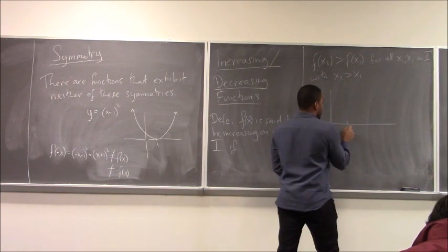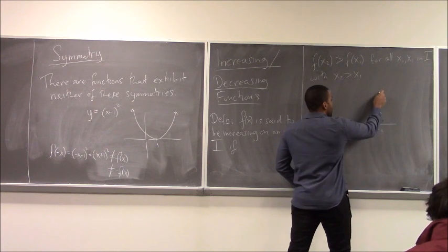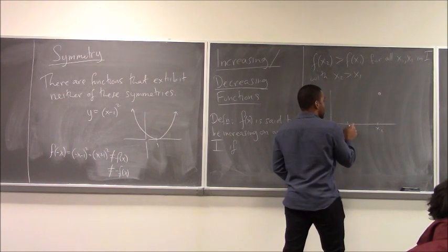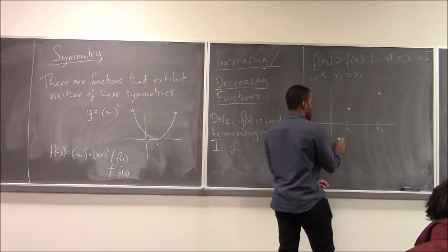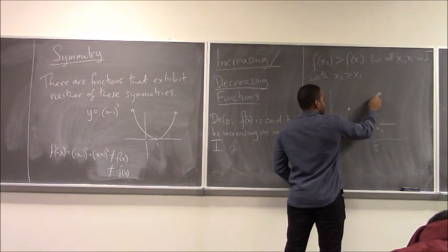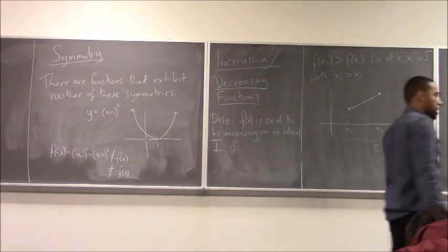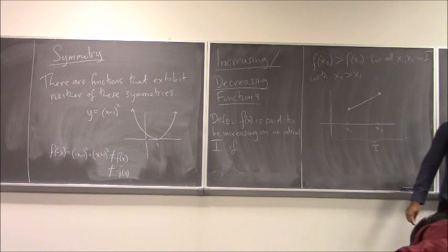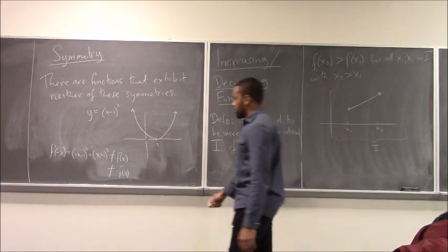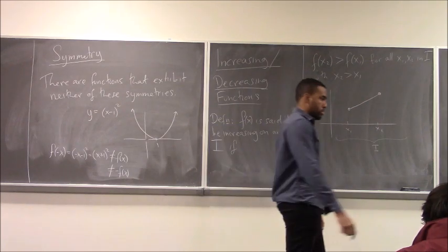So on this picture, here's your x1, here's your x2. Your y value for this must always be bigger than your y value for that whenever you're in this interval that we call I. So you'll always have your function moving up as you go from left to right. This is described as being increasing. You'll notice that if you're a straight line, increasing means the slope is positive.